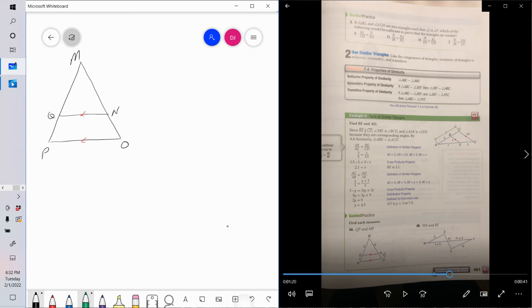Well, that means not only is angle M congruent to itself, but angle Q and angle P are congruent to each other because of corresponding angles. Angle N and angle O would also be congruent to each other. So the larger triangle MPO is similar to the smaller triangle MQN.